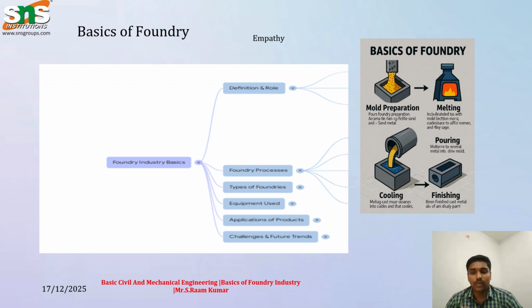We need to produce a product by using a metal which will be converted into a molten stage, in the form of liquid. Then the liquid will be poured inside the pattern. The pattern is nothing but the structure or shape through which the final product has to be recovered. This is the process of foundry through which we can understand and empathize with the foundries.